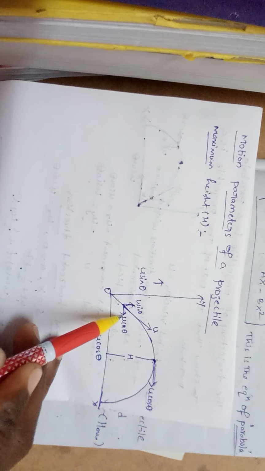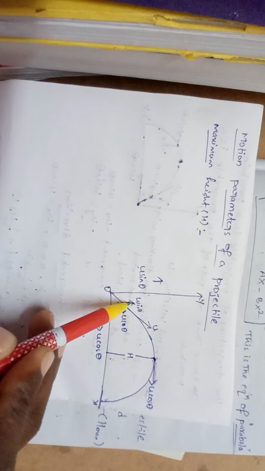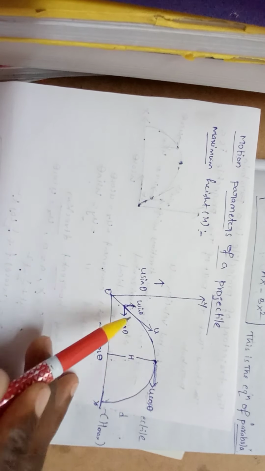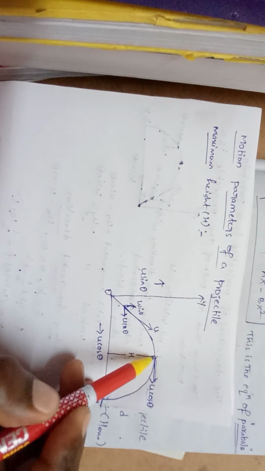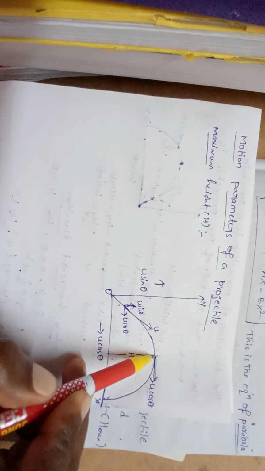So this is the horizontal component of velocity. This is the vertical component of velocity. The maximum height of the projectile is decided only by the vertical component of velocity. At this point the vertical component of velocity becomes zero, but the horizontal component of velocity remains constant. Why? Because the gravitational force does not affect horizontal motion.